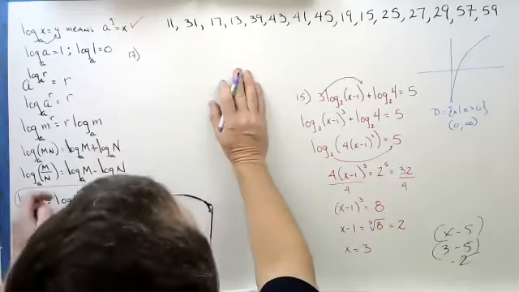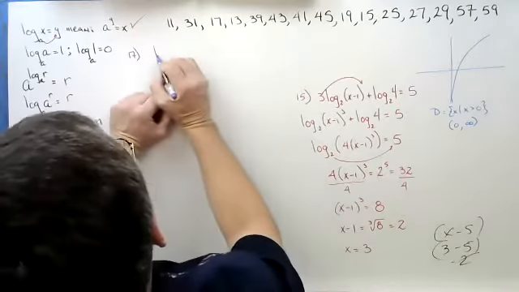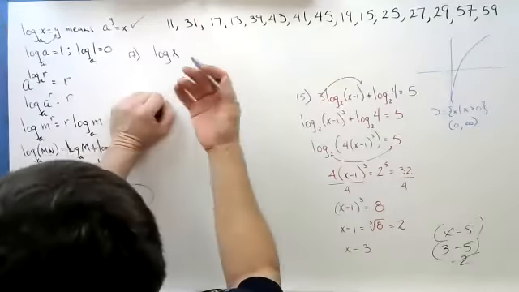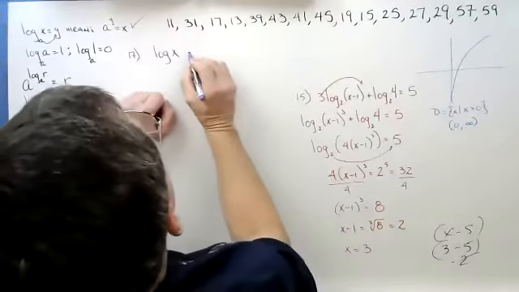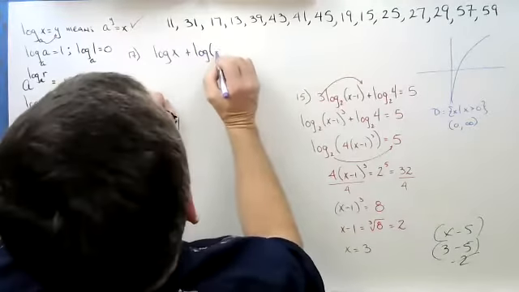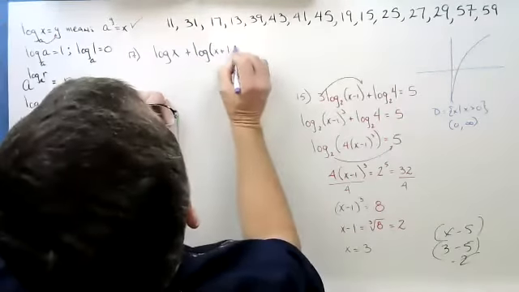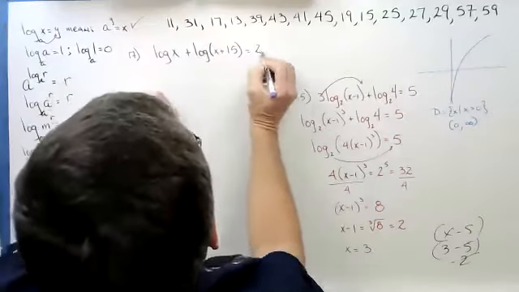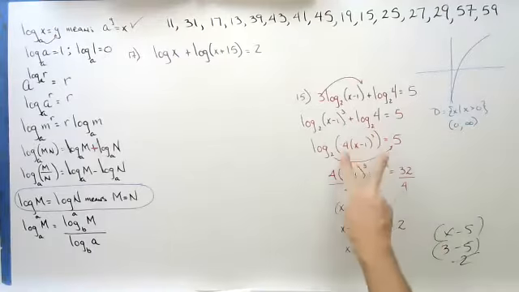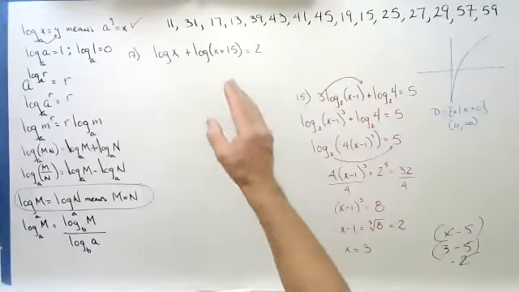So on 17, we get log of x. They don't put a base, so it means base 10, right? Plus log of x plus 15 equals 2. So we have this. We don't have a log over there. So we're going to want to put our logs together, right? When we don't have a log on the other side, we want to get our logs together.